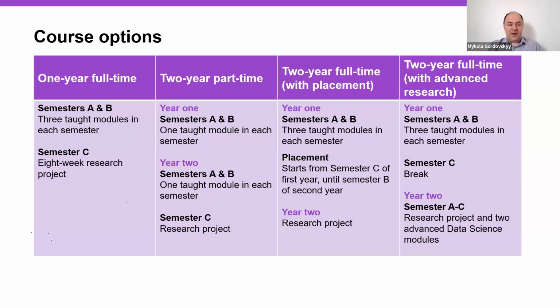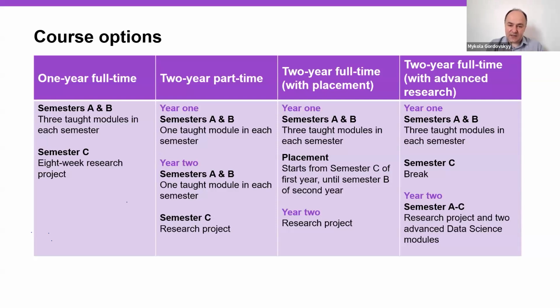The first main pathway is the 1-year full-time course. It typically spans between 12 and 15 months. It's 3 teaching semesters. Semesters A and B are the same, with 3 taught modules in each semester, and then during semester C there will be an 8-week research project, and also an advanced module on data analytics with AI. Some students choose to go along the more advanced pathways.